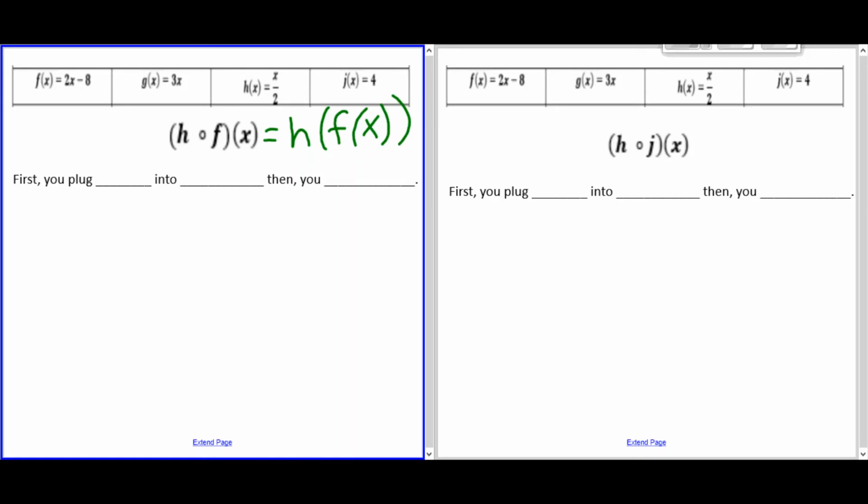So first you're going to do the inside. So first we're going to do f of x. So first you plug f of x into h of x, because h is on the outside. So we're plugging f of x into h of x. Then you simplify.